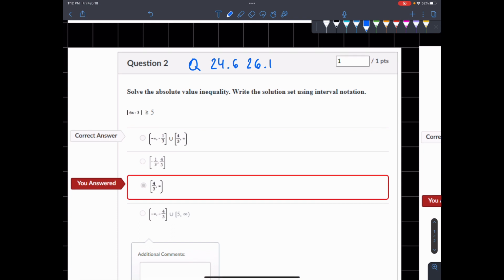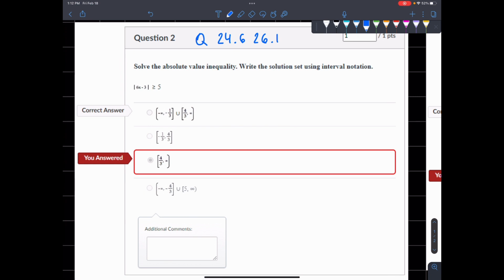Also from quiz 24.6, 26.1, this is question 2. Kind of the same thing: solve the absolute value inequality and then write the solution using interval notation. So again, we've got the two possibilities where the inside is going to be positive, so 6x minus 3. And what if the inside is negative? Make sure you put brackets around the entire thing, because I'm saying the entire thing in the absolute function is going to be negative.